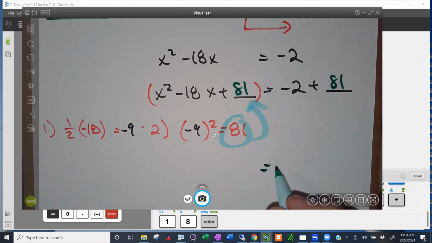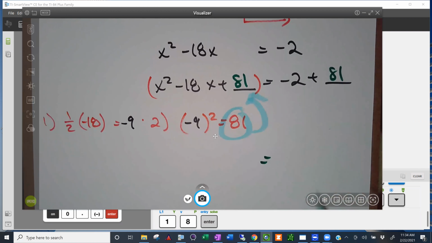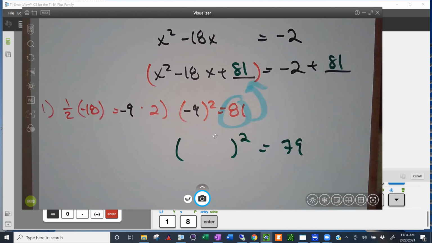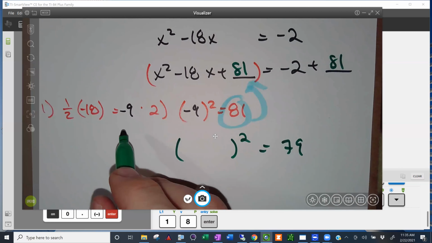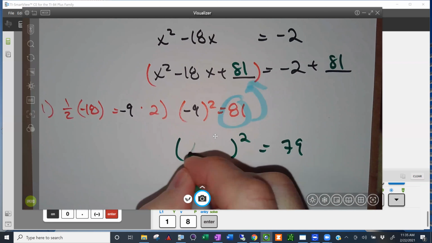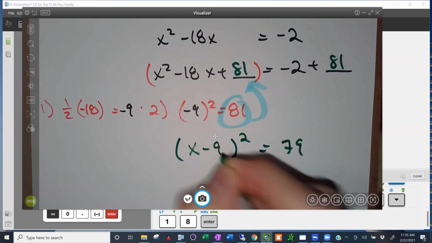Now I'll save you the trouble of calculating this on your calculator. That's going to give me 79. But the left-hand side now is a perfect square. What do I square to get that? Come on, make me look good. x minus 9. Thank you. x minus 9. It's a perfect square.